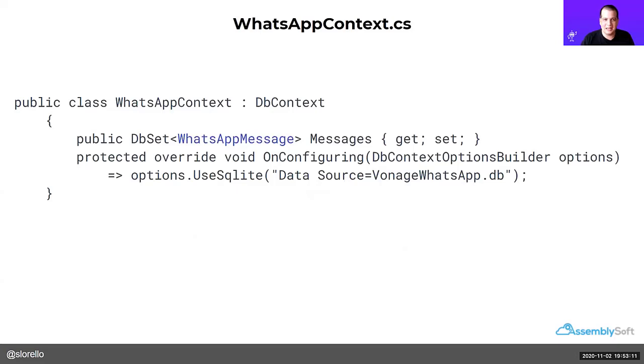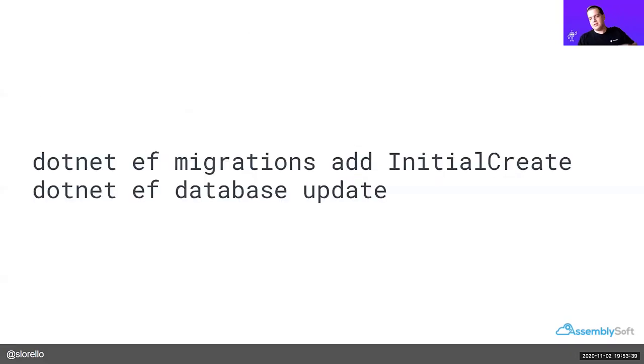Next, we add a WhatsApp context in the server project, and we add a DbSet in here to store those WhatsApp messages. Then on configuration, when configuring Entity Framework, it's just going to spin up a database called Vonage WhatsApp DB. To perform the initial migration and create the actual database, we run these two dotnet ef commands. Entity Framework has a special extension in the .NET CLI that you need to install first, but I'm omitting that here for simplicity. Basically the first line will create the migration file, and the second one will run all the migrations to build out the database.